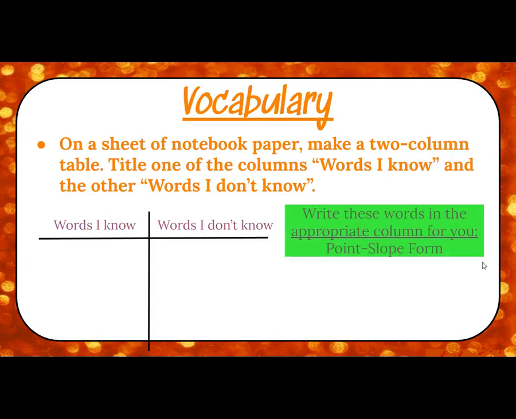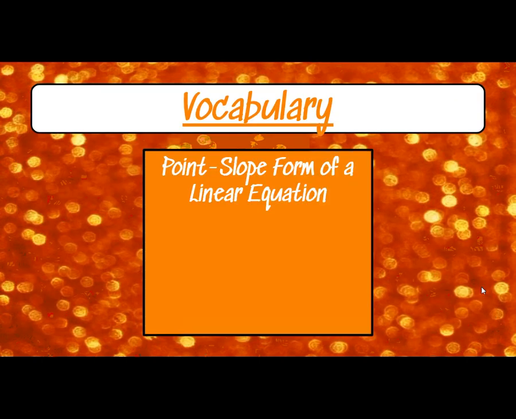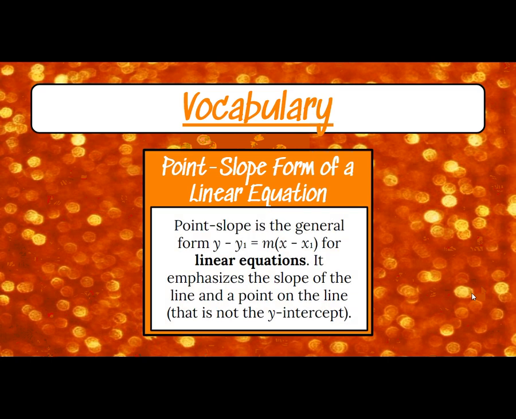We are doing point slope form that looks like y minus y1 equals m parentheses x minus x1, close your parentheses. So that is definitely something that you are going to want to have handy when you're taking a quiz, when you're taking a test, anything like that. You want to make sure that you have that handy. It emphasizes the slope and a point that is not the y-intercept, but it could be. Most of the time, though, they're not going to give you the y-intercept when they ask you to write point slope form.